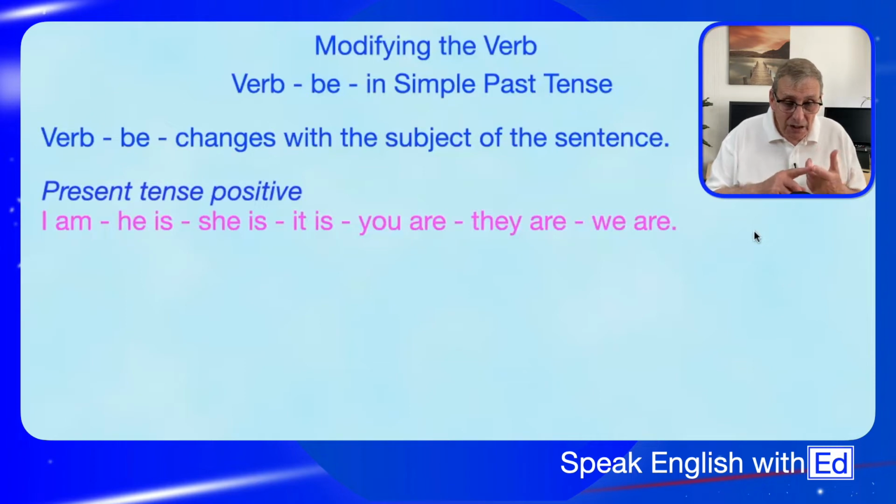He, she and it, subjects. They all have is, he is, she is, it is. You, they and we, subject, you, they and we, all use the verb are, right? I am, he is, she is, it is, you are, they are, we are.